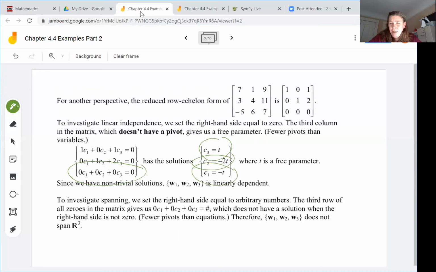To investigate spanning, we would set the right-hand side equal to arbitrary numbers. The third row of all zeros in the matrix is going to give us 0 C1 plus 0 C2 plus 0 C3 equals some sort of number, which has no solution if the right-hand side is not 0. So we have this problem of fewer pivots than we have equations. You can think about that we have 2 pivots, but 3 equations. So therefore, we get to conclude that this set W1, W2, W3 does not span R3.